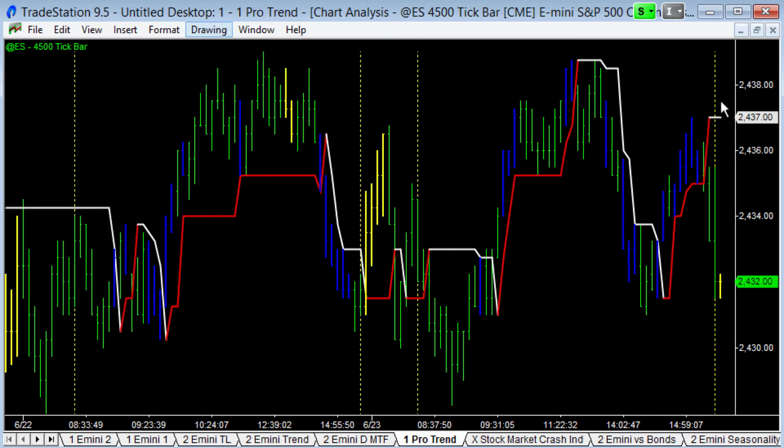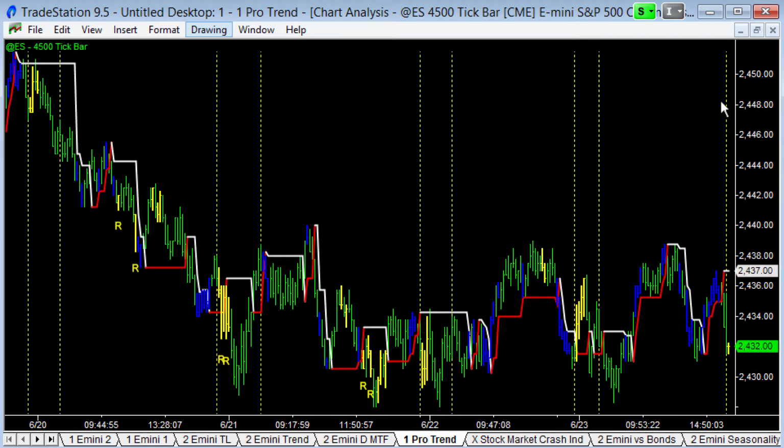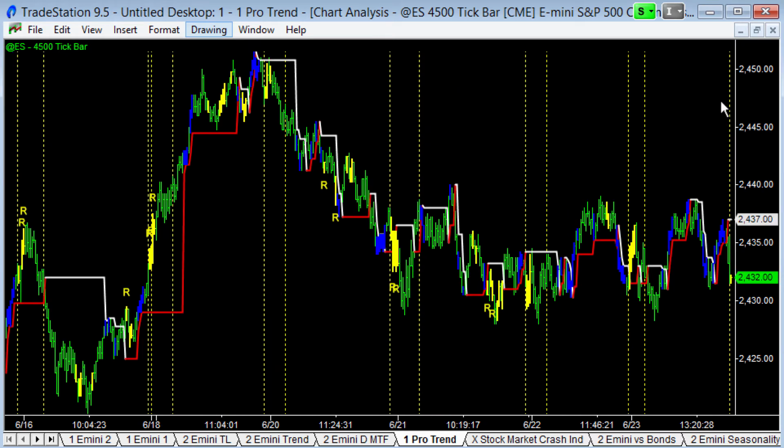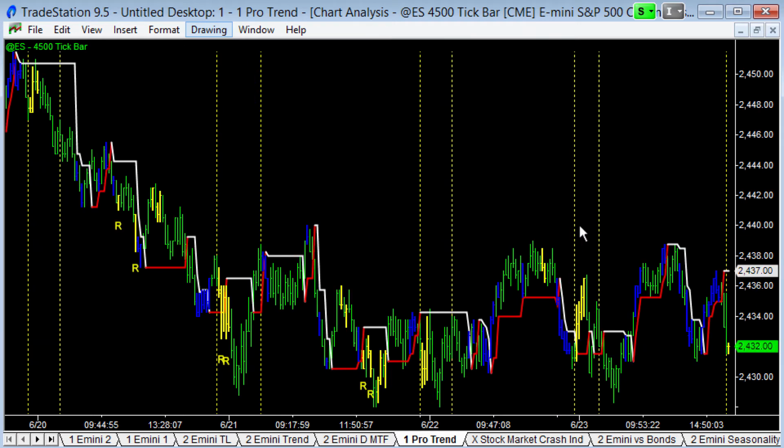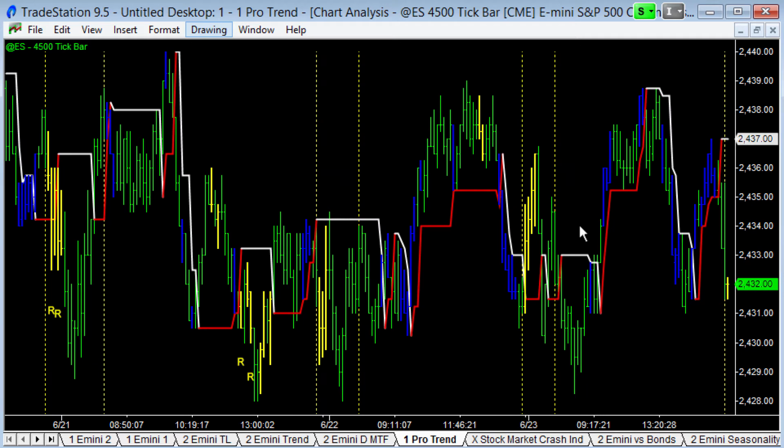So intraday, it's an interesting technique of using a trailing stop to determine trend on the 4500 tip bar chart and just using those professional bars as a way. It's not perfect, there are some areas where it jiggers around a little bit, but it's interesting. I think it's always worth seeing what's happening on that 4500 tip bar chart and the professional bars. Anyway, so there we go.